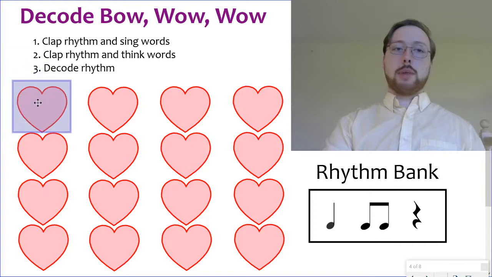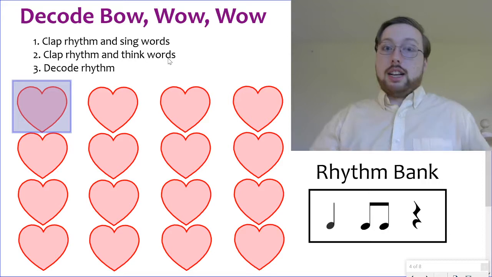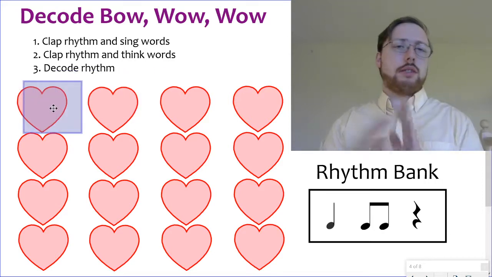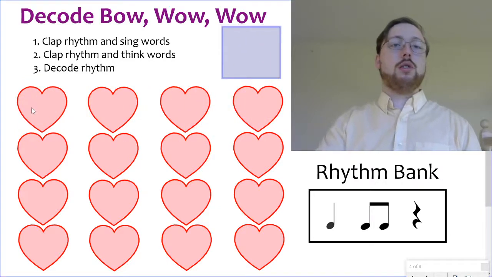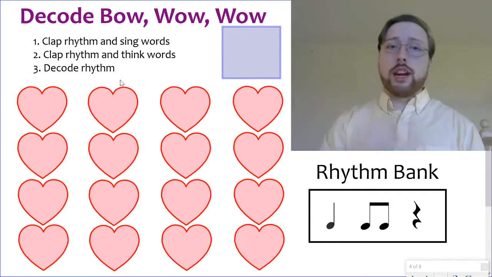So this next step, we have to clap the rhythm. But unfortunately, I can't move the square and clap the rhythm at the same time. So we're going to put the square off the side for right now. Let's put it over here. Ready? So you have to track the words now with your eyes. You can't rely on me showing you.